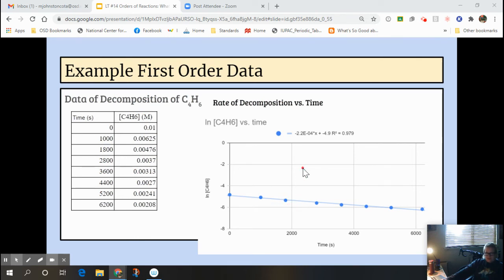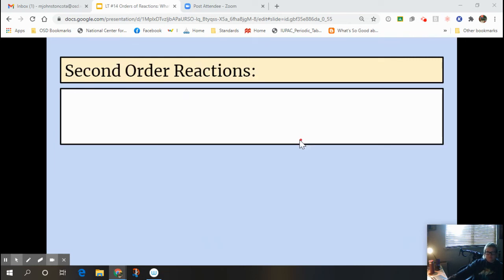And now that I've got a straight line, I can say the natural log of the concentration of C4H6 is going to give me my rate constant. I can find that here by doing my linear regression. I did put my r-squared value, that it's about 0.98, and that means that that slope is going to be my k value. That slope is going to give me my rate constant. So that is the beauty of linearizing graphs. I will then be able to figure out what my rate constant is.